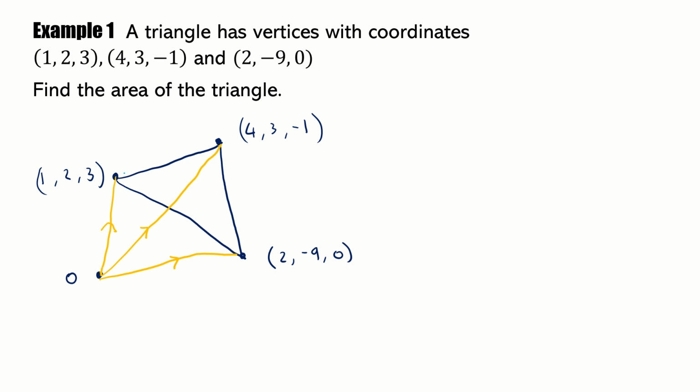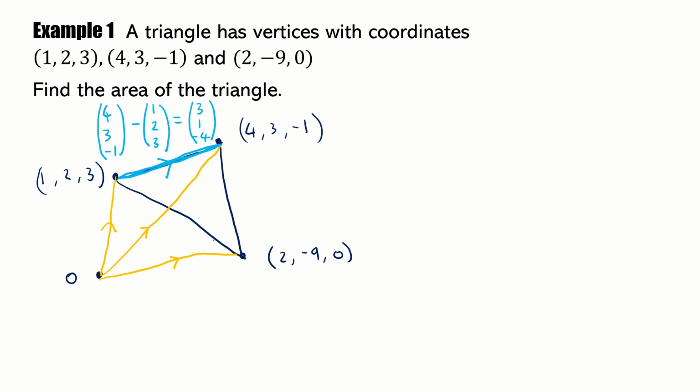But if I want to, for instance, calculate the edge of the triangle that's over here, then let's say I'm going from 1, 2, 3 to 4, 3, minus 1. That would of course be calculated by going backwards down the position vector for 1, 2, 3 to get from 1, 2, 3 to the origin, and then forwards down the position vector of 4, 3, minus 1. In other words, we're doing 4, 3, minus 1 minus 1, 2, 3. And if you subtract those two vectors, you will get the vector 3, 1, minus 4. So that's the first vector for an edge on our triangle.